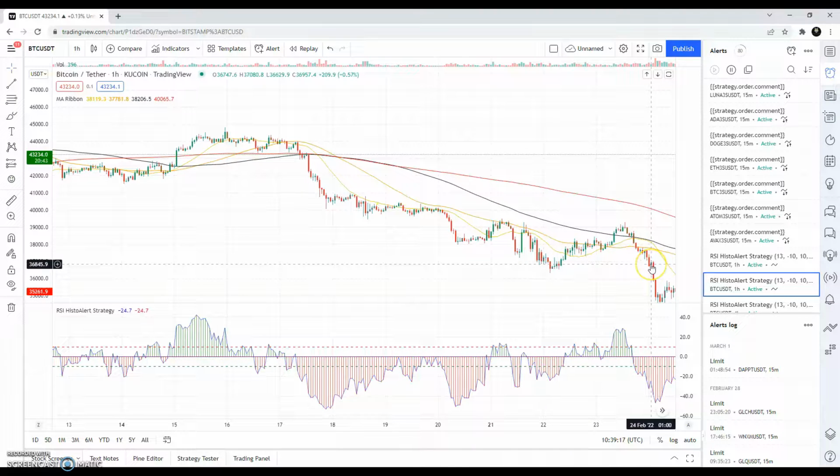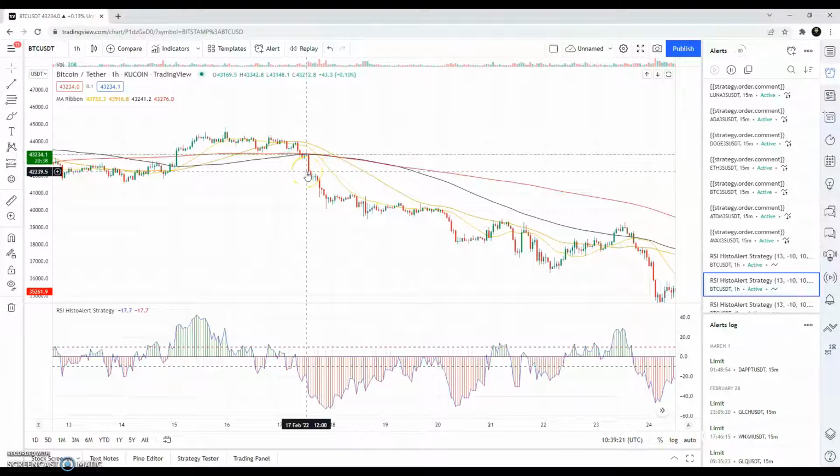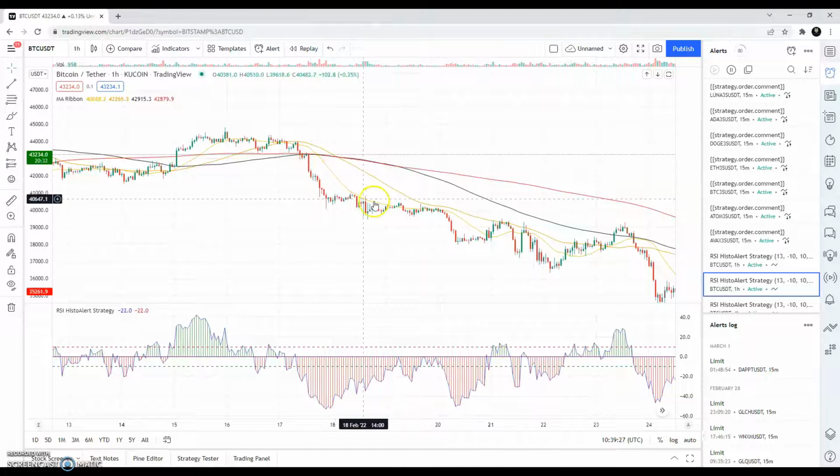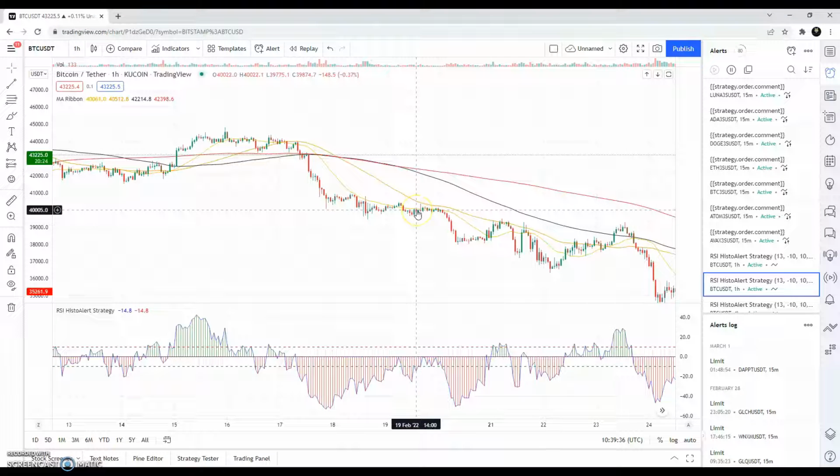Right here, looks like we had multiple trades. Right here, we would have got in. RSI histo is below -10. We're below the black line, so we would have got in. Rode this all the way down, got out about right here. So right there, boom, about 8% profit right there. Caught that whole dip for a short.